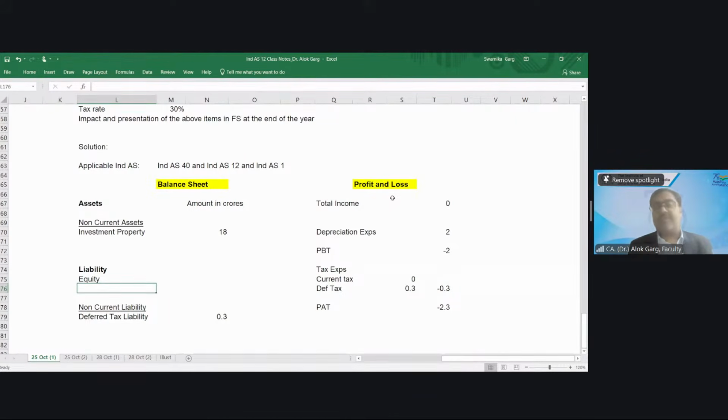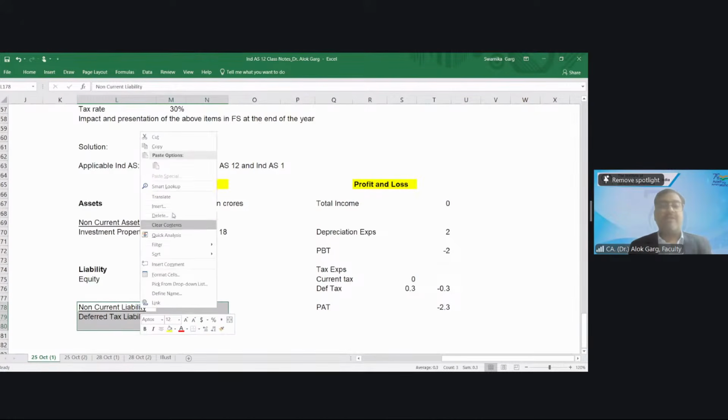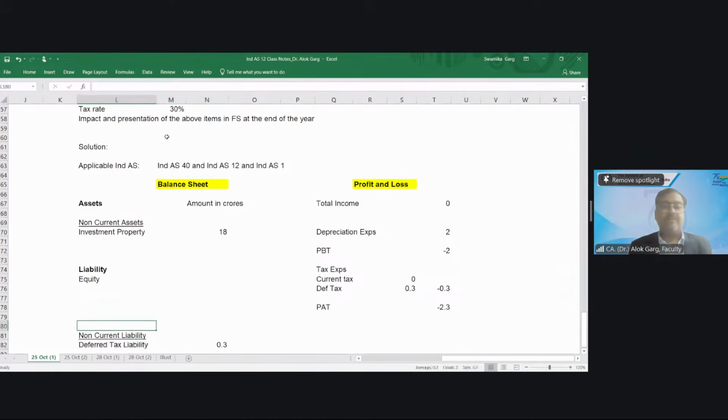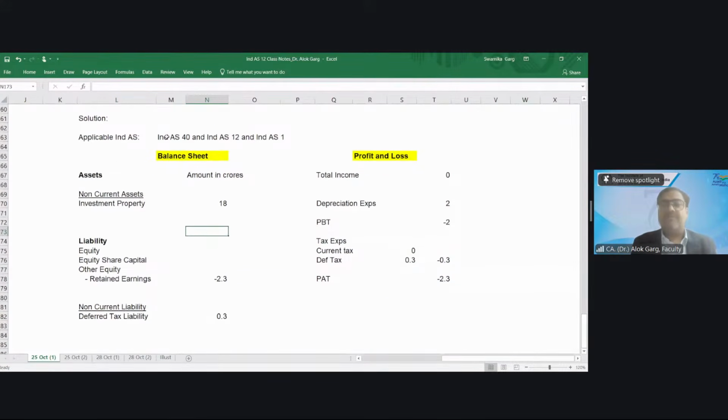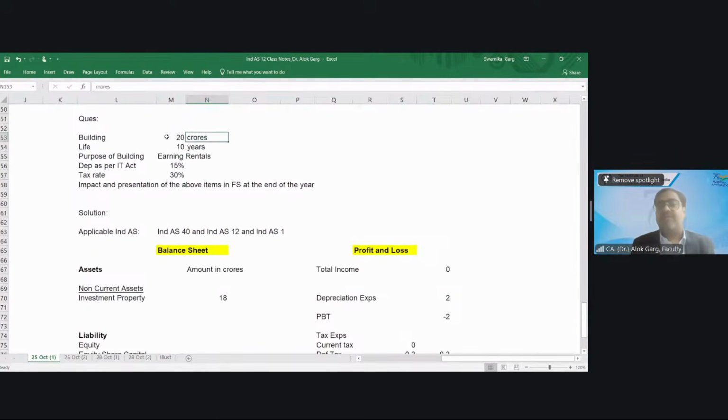So under equity, there are two aspects: your equity share capital, which you are not aware of, and your other equity. In other equity, your retained earnings will be there, right? What is your retained earnings? 2.3. This is your presentation. This is the impact of this question.